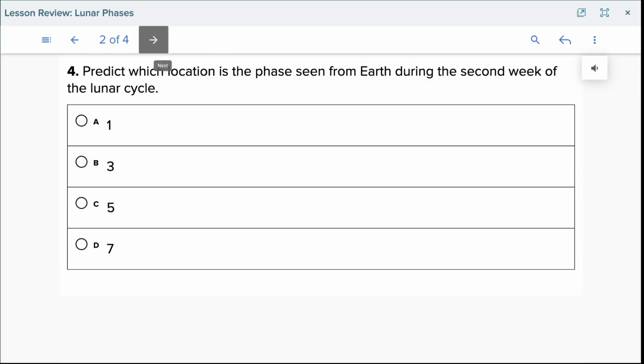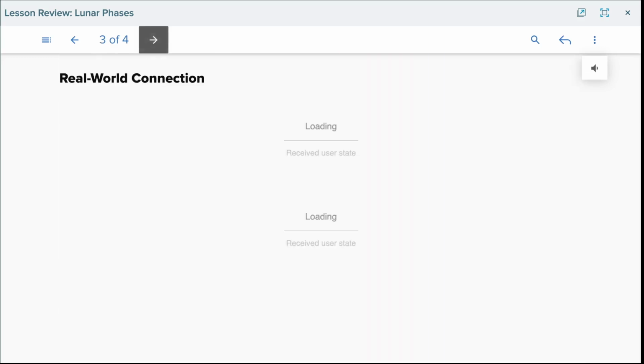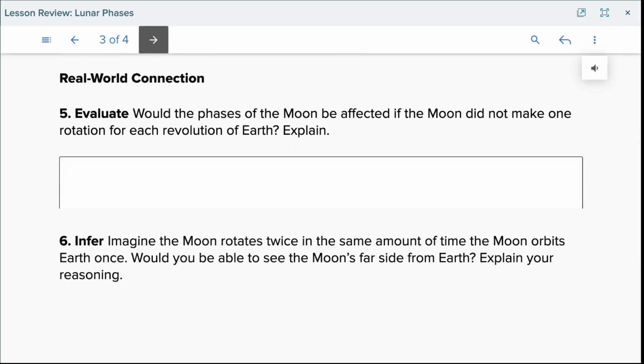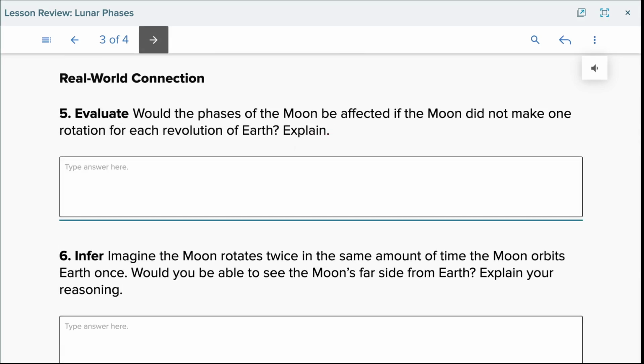Got a couple more questions. Would the phases of the moon be affected if the moon did not make one rotation for each revolution of the Earth? Explain. And imagine the moon rotated twice in the same amount of time the moon orbits Earth once. Would you be able to see the moon's far side from Earth? Explain your reasoning.